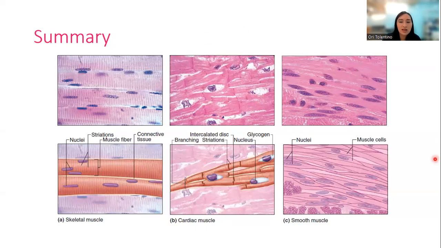Smooth muscle cells are also involuntary, with spindle-shaped, fusiform cells, and they have one nucleus. They are uninucleated, and their nucleus is in the center of the cell, like your cardiac muscle. But they are non-striated and don't have light and dark bands. So remember these three pictures, because I might ask you to identify them in the exam. Just memorize the pictures and know the characteristics of each muscle cell.